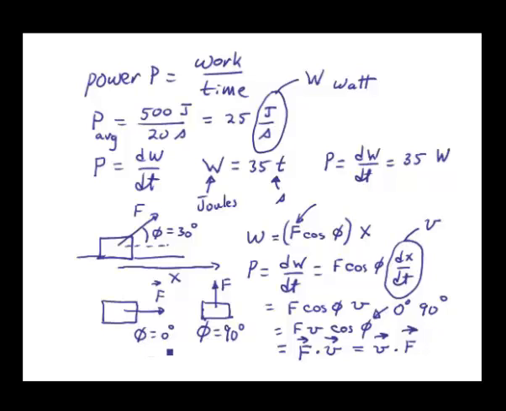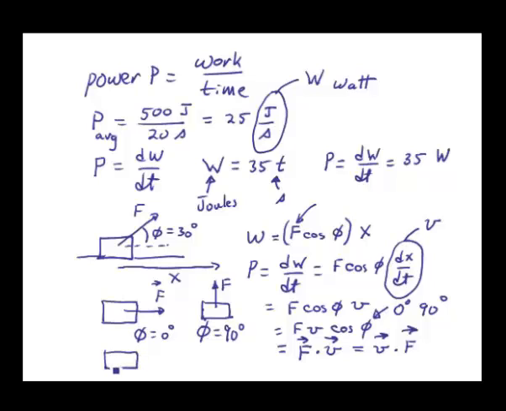Now, for 0 degrees, I had the most power I could get with the given amount of force, and so I would be making the block go faster and faster and faster. I'm adding energy to the block. Here, I'm adding no energy to the block.